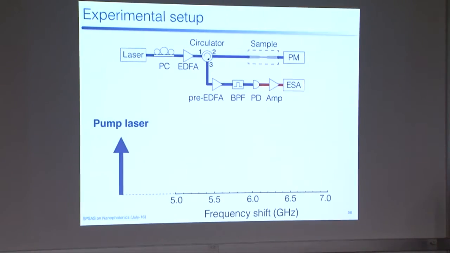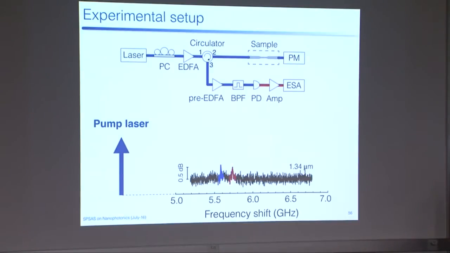And what you should see is this. So here's a pump laser, and this is the frequency detuning from the laser. And then you get a signal like that. So noise, and then two peaks here. And they're colored in blue and red, in which the blue one is the radial mode, and the red one is the torsional radial mode. Okay? How do I know that? By the frequency. So I look at the frequency, look at the phase matching. I know this is the radial mode, and this is the TR mode. And they are there. They're present, right? They're not canceled out. But this is 1.34 micron diameter.